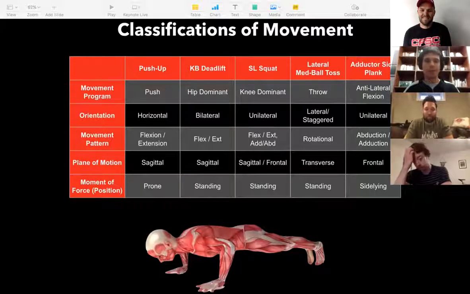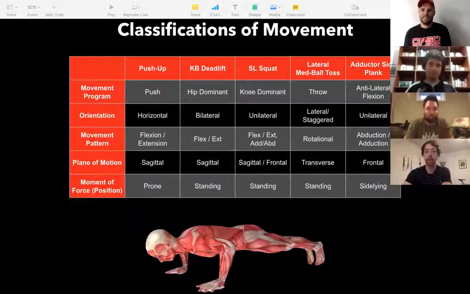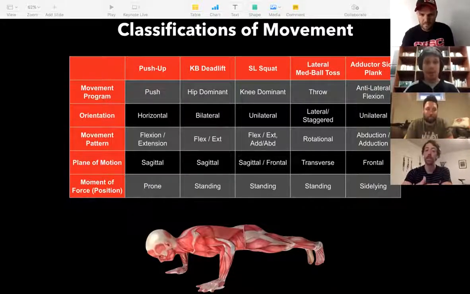And then that force vector, so our position, to make it simple: push-up, we're in a prone position. Kettlebell deadlift, we're standing. Single leg squat, we're standing. And this is going to help to quantify what joints are going to be involved in this equation when I start trying to do a little functional anatomy math for myself to decide on movements.